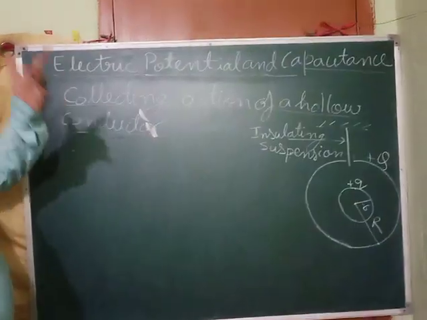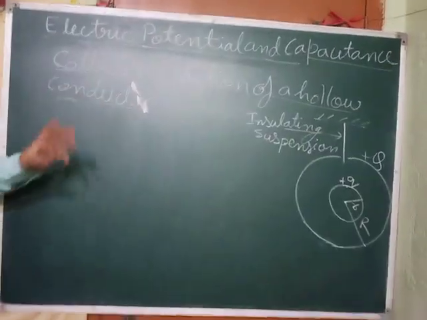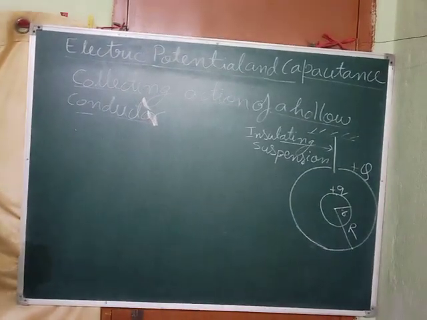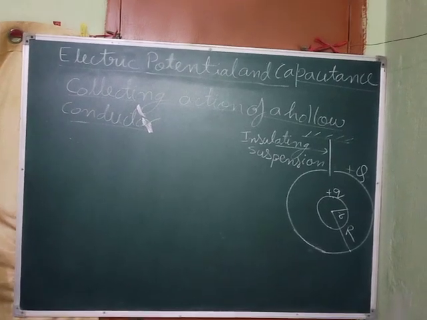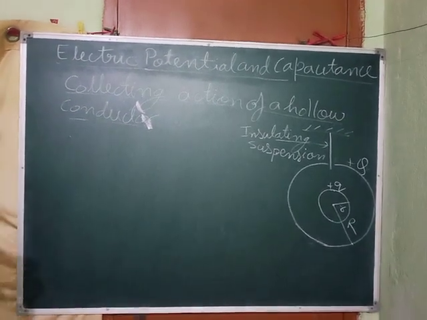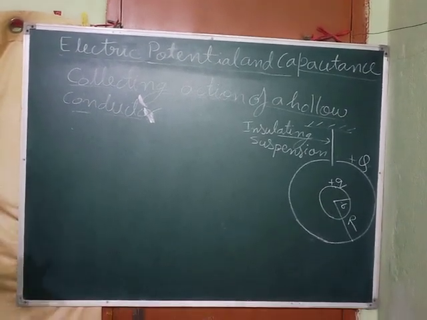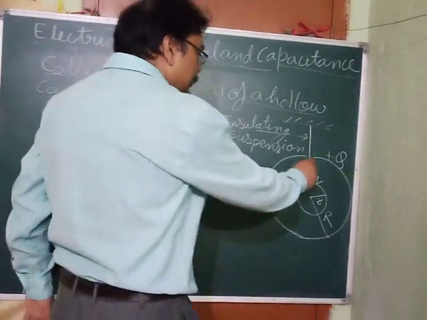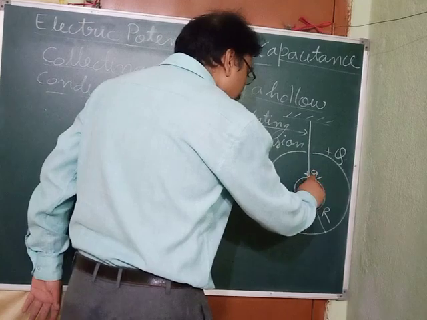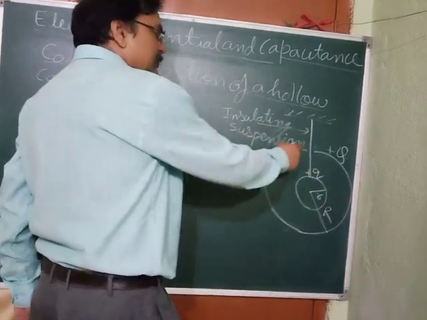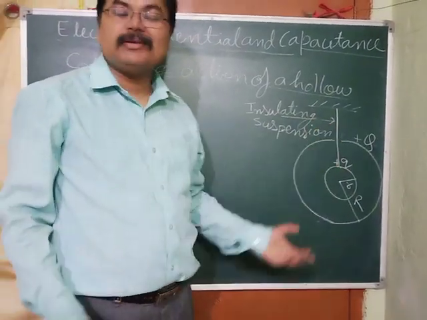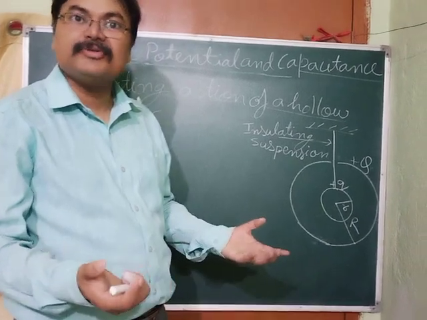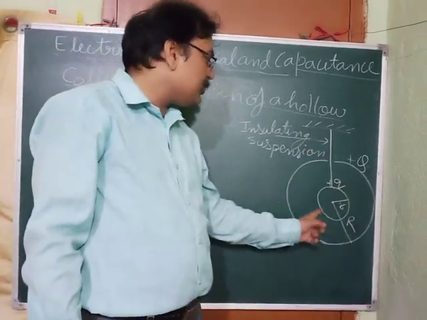So the next heading is collecting action of a hollow conductor. Now what is this collecting action? Collecting action means it collects the charge. How it collects the charge, that we are going to discuss. See this diagram. What is there? With the help of this insulating suspension, suppose a thread, which is not conducting but insulating, this small spherical cell is hanging.